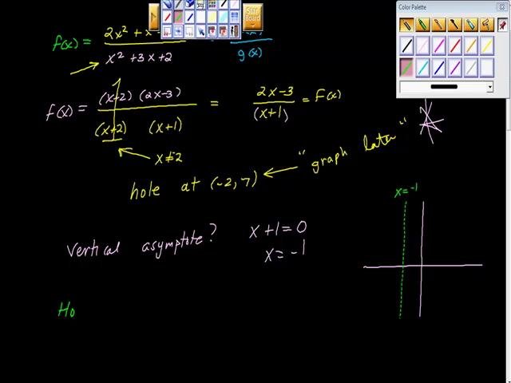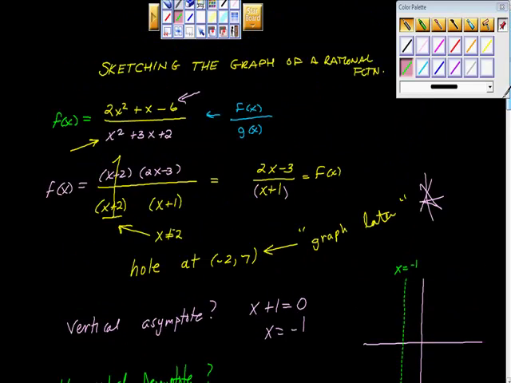So we go back and we want to know what the horizontal asymptote is. Horizontal asymptote is done this way. We go to the original function and we compare the highest exponential value of a variable in the numerator and denominator. So here this one has the highest exponent of 2, and this one also has 2, so they match.